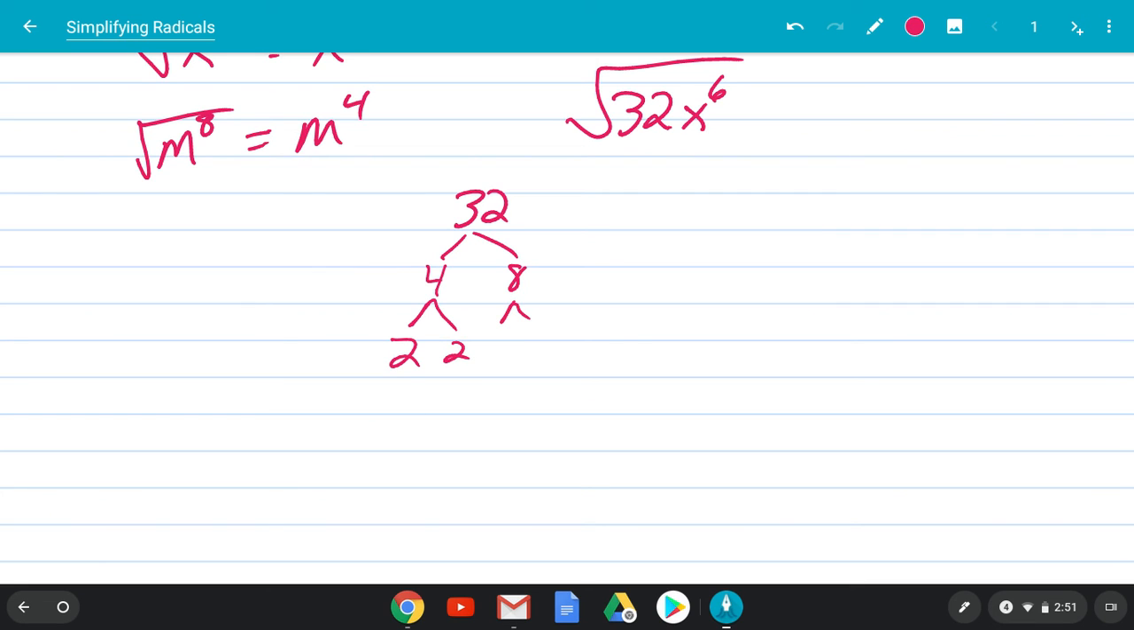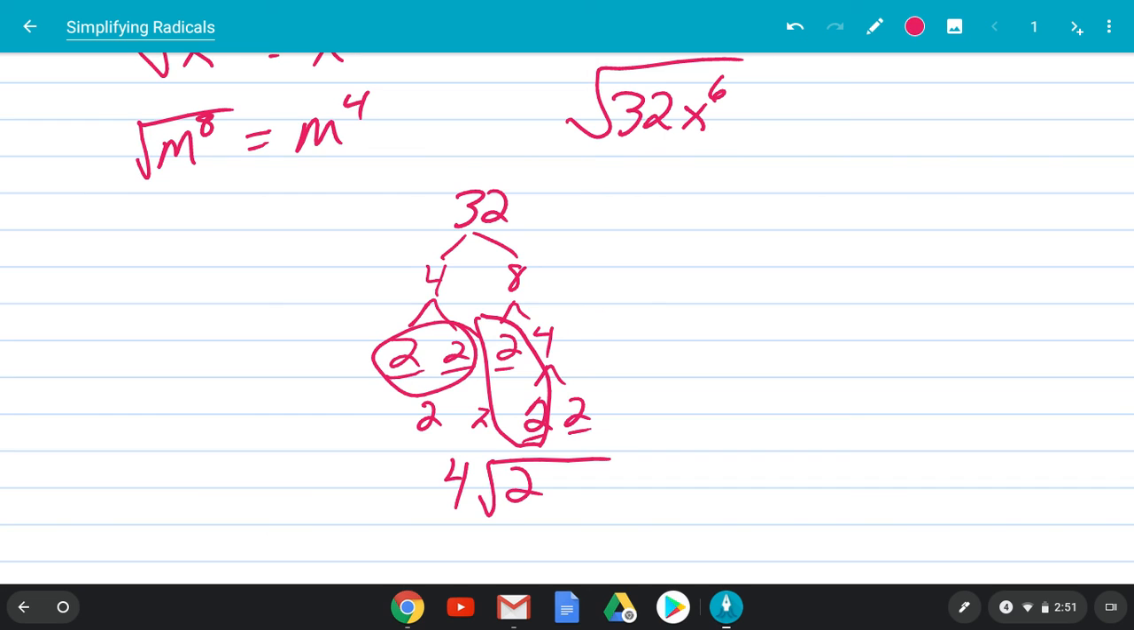And 8 is 2 times 4, and then 2 times 2. Now, I got 1, 2, 3, 4, 5 2s. Well, these two can go together, and these two can go together, and that one's by itself. So that's 2 times 2, that's 4. Square root of 2 would be the prime factorization of 32.